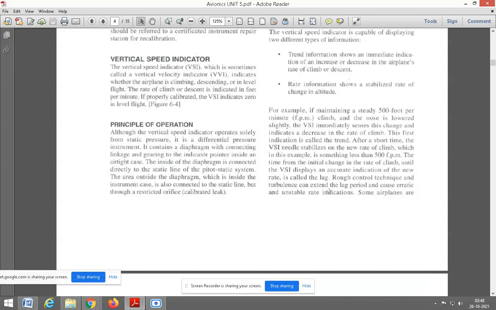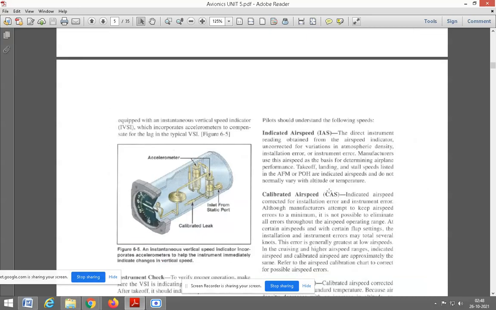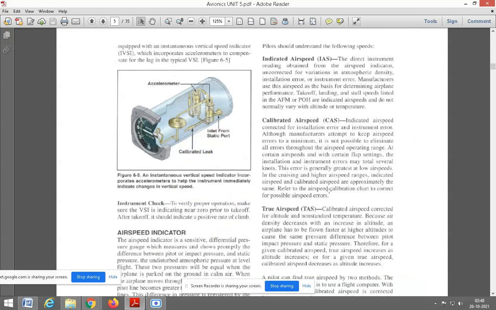Okay, so some airplanes are equipped with an instantaneous vertical speed indicator which incorporates an accelerometer to compensate for the lag in the typical VSI. So if we compensate for this lagging time, we may introduce the instantaneous vertical speed indicator, which will be holding the accelerometer, to compensate for that lagging time.